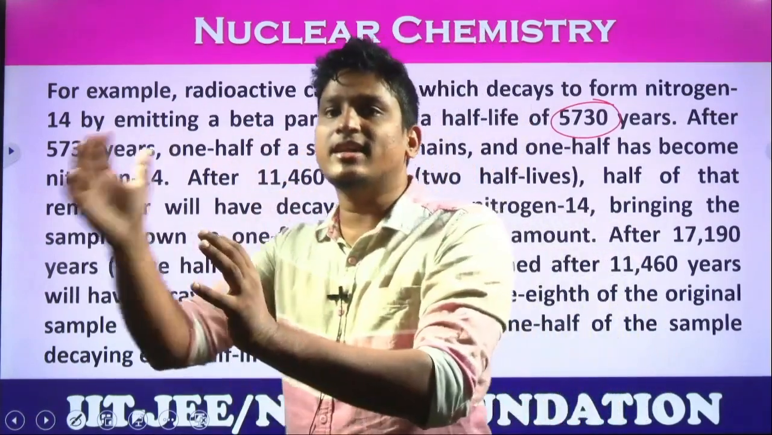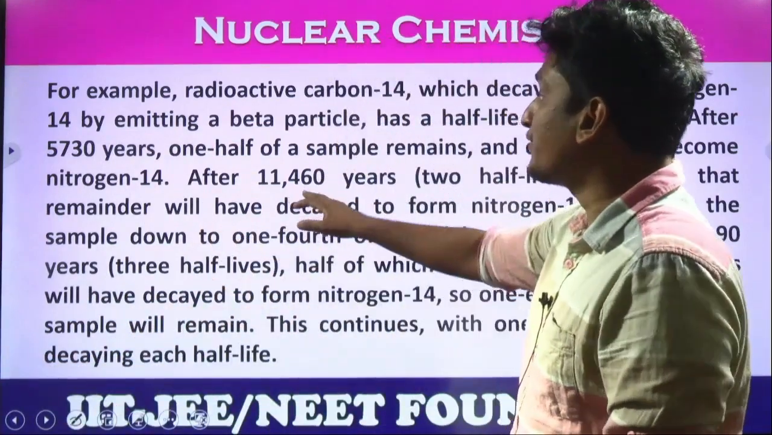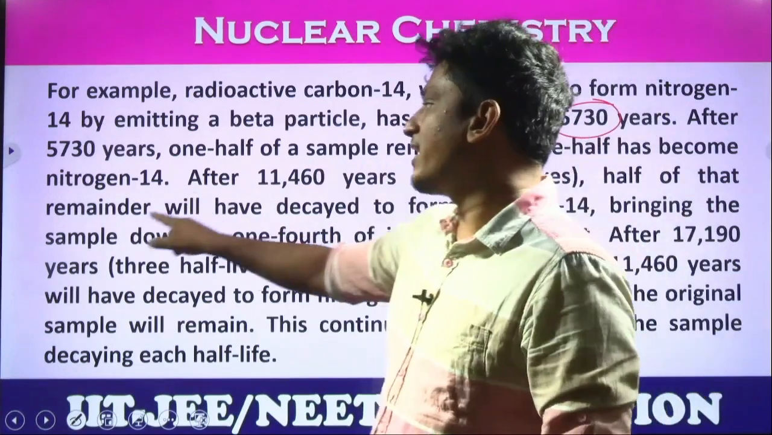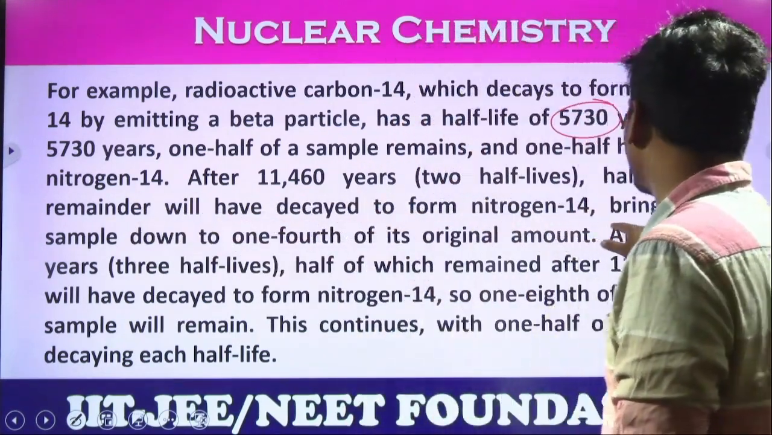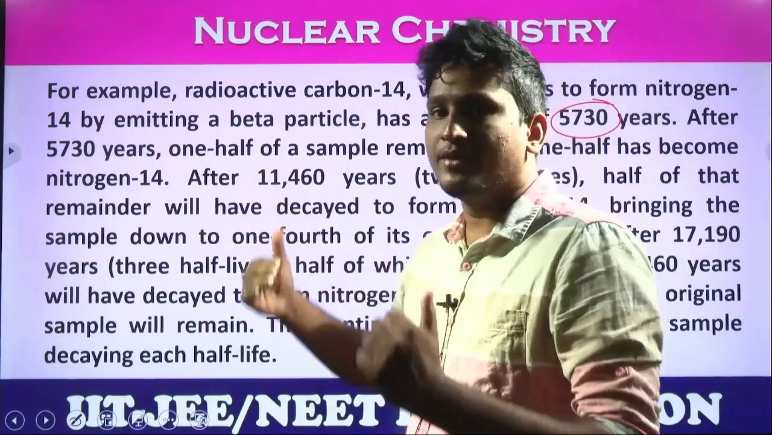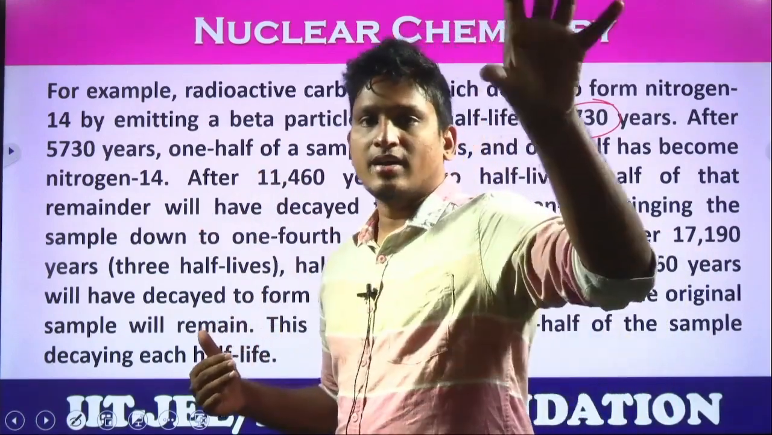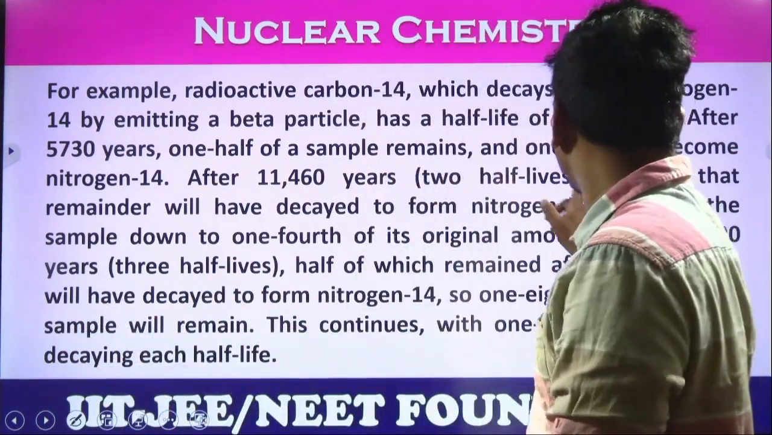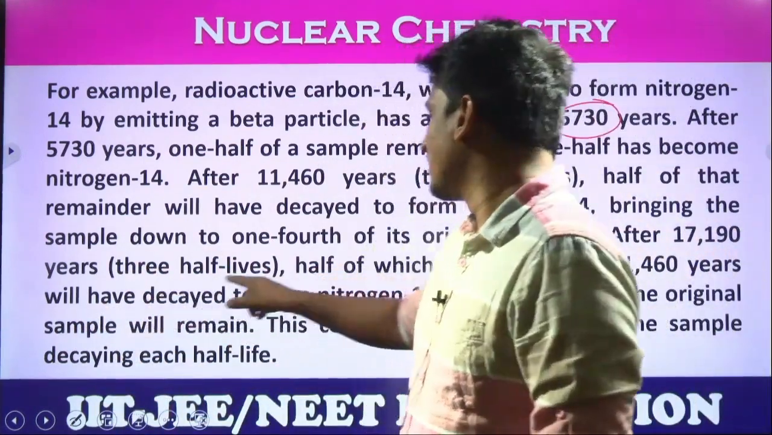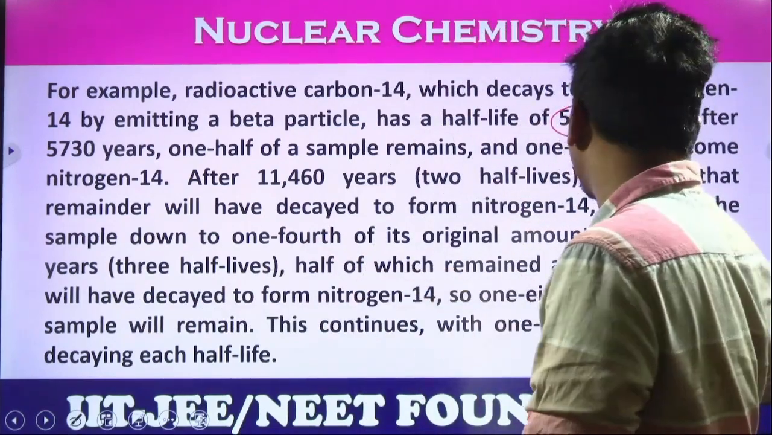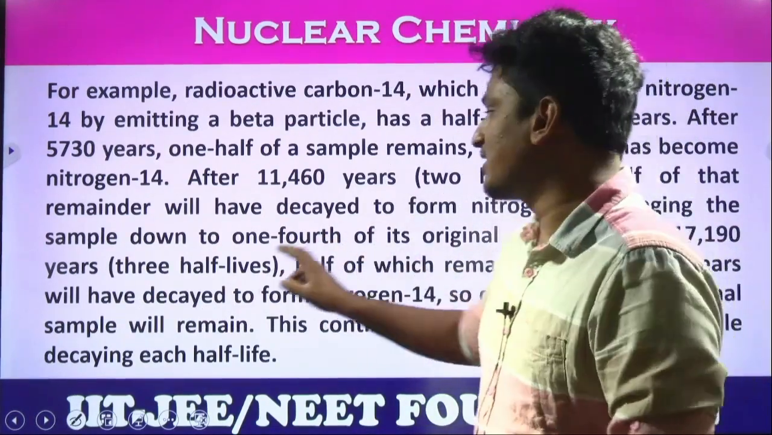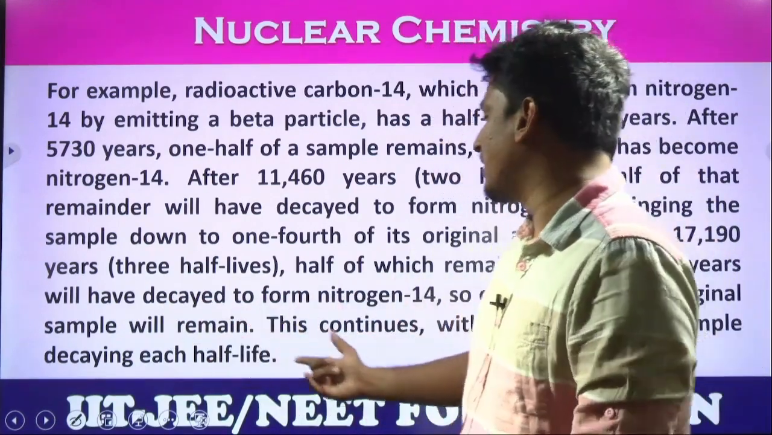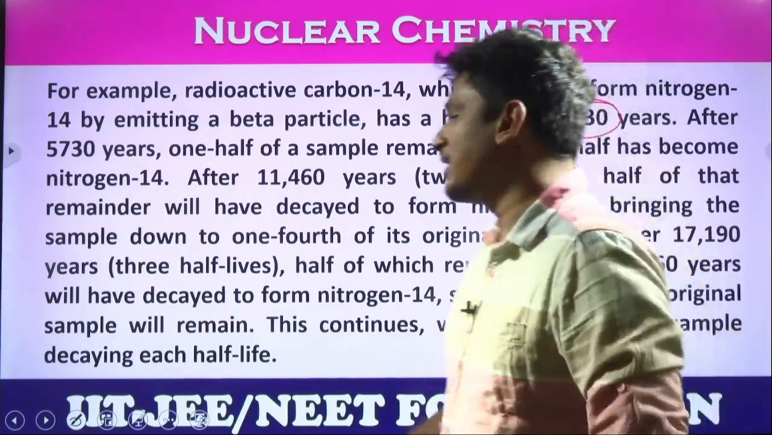And this again disintegrates to half of its value. So after 11,460 years, two half-lives, half of that remainder will have decayed to form nitrogen-14, bringing the sample down to 1/4 of its original value. Got the clarity? 100 grams, 50 grams, 25 grams, 1/4. After 17,190 years, three half-lives, one half of the remainder after 11,460 years will have decayed to form nitrogen-14. So 1/8 of the original sample will remain. This continues with one half of the sample decaying each half-life.